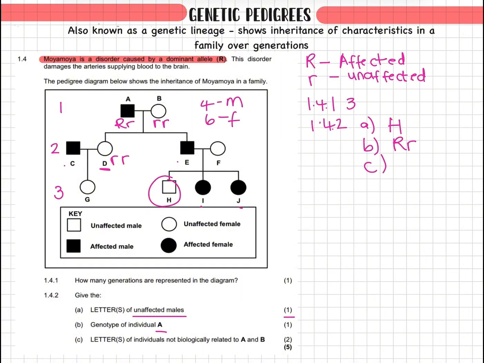And the last question, letters of individuals that are not biologically related to A and B would be C and F, since they are partners of their children. And that is it on this question. We can move on to the next one.